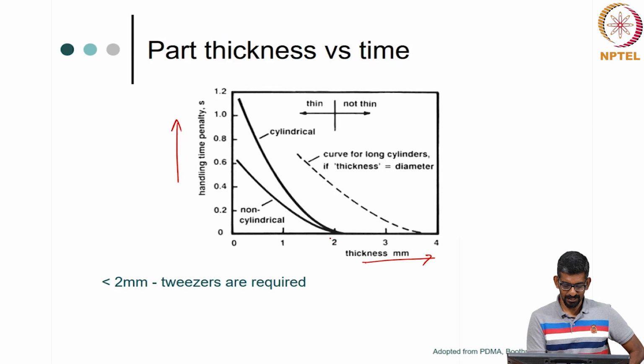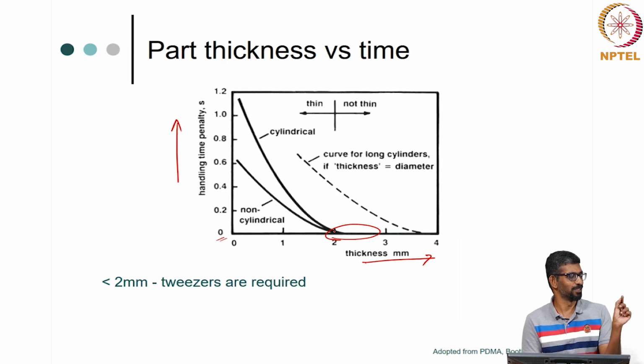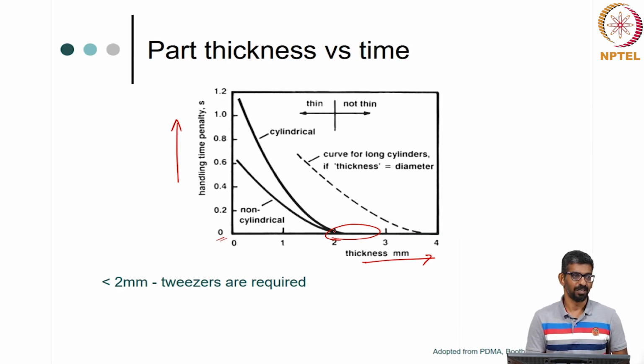Okay. What they are saying is, if the thickness is greater than 2 mm, here actually the handling time penalty is almost 0. If it is thin, less than 2 mm, you can imagine what 2 mm is. 2 mm is probably this much. If it is less than that, it is actually a headache. I have to carefully handle it. I might require 2 fingers, or I might need a forceps to handle it. That too, if it is long, it might buckle. You need to handle it carefully. So, there is a problem with that.